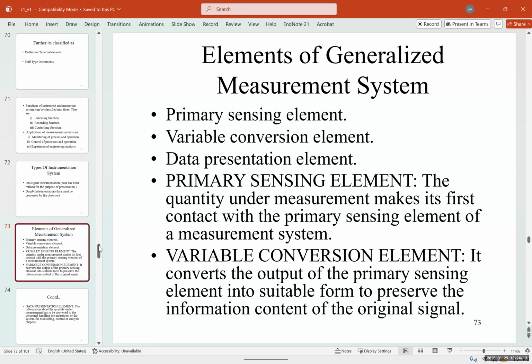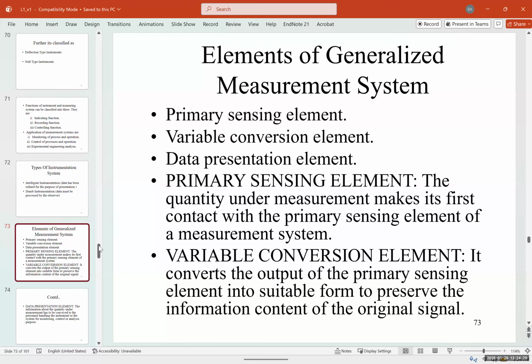Now, elements of generalized measurement systems, and this is important. You may have a quiz on this. We have primary sensing elements. We have variable conversion elements. We have data presentation elements.